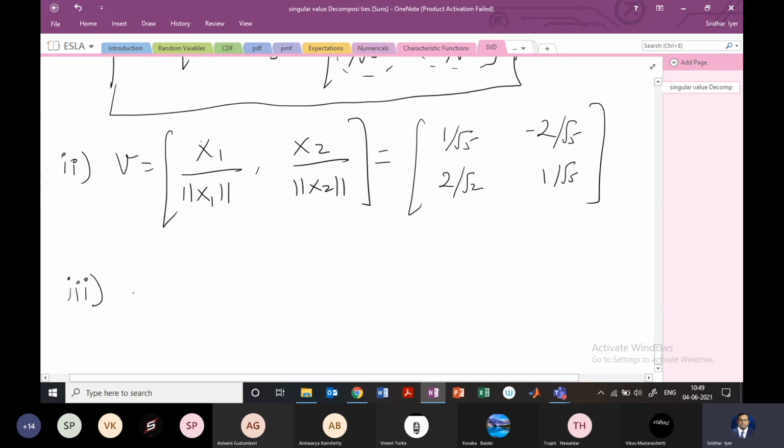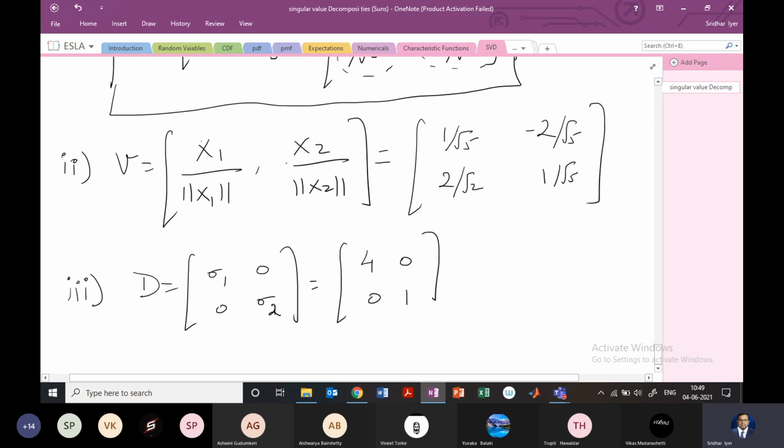Okay. And the third is to find the diagonal matrix, and we know that the diagonal is sigma 1, 0, 0, sigma 2, and therefore this will be sigma 1 is 4, 0, 0, 4. Sorry, sigma 2 is 1.